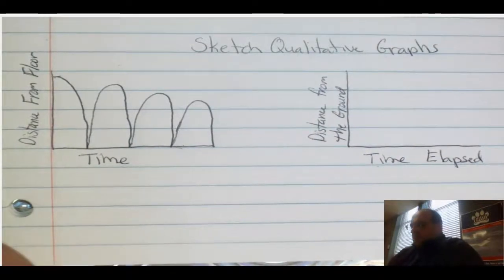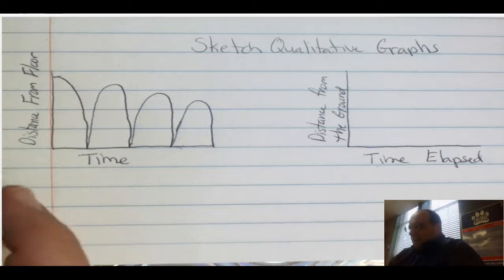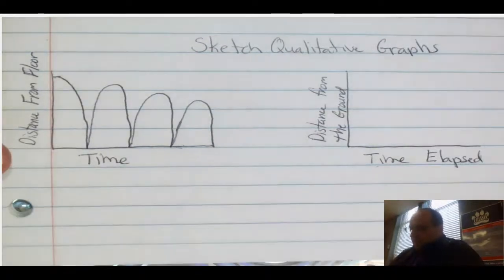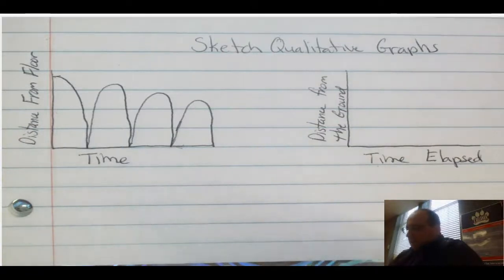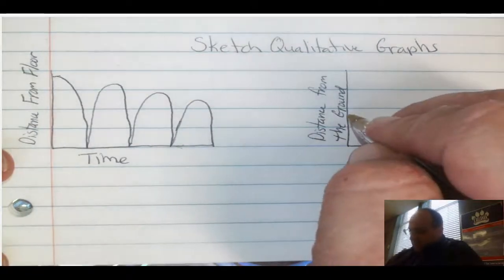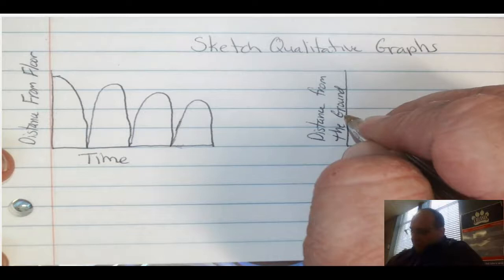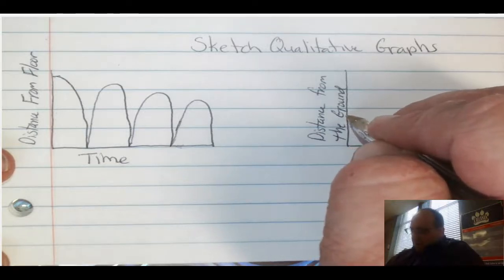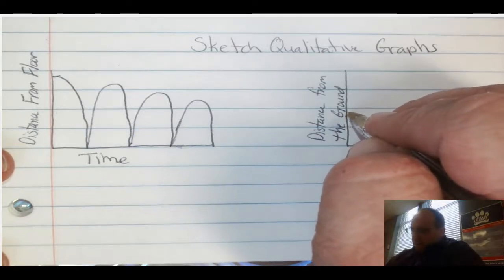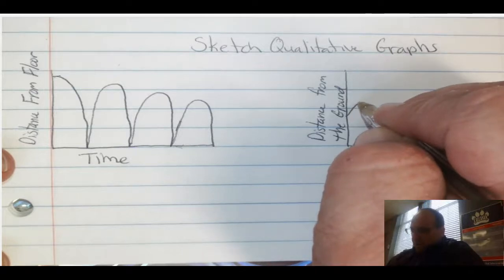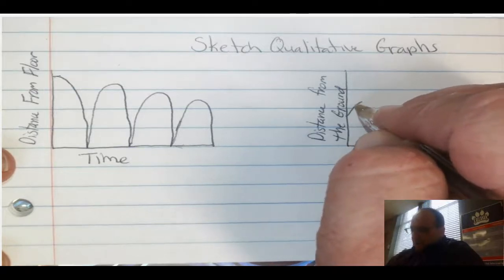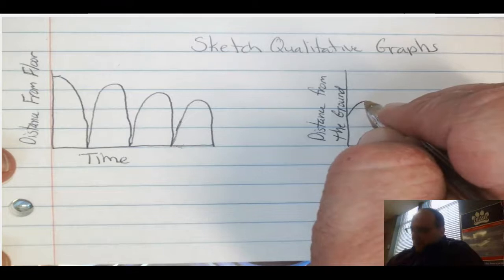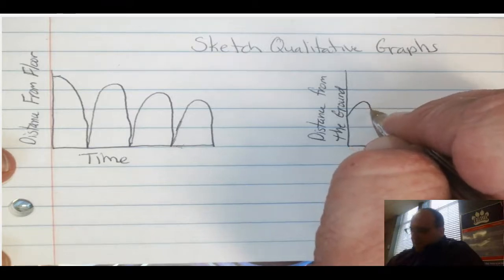I'm going to sketch another example of a child swinging on a swing set. We're going to compare the time elapsed against the distance from the ground. When we start on a swing set, we start off the ground. We're then given a push. As we're given that push, we get a little bit further off the ground. When that push stops, I return back to where I started.